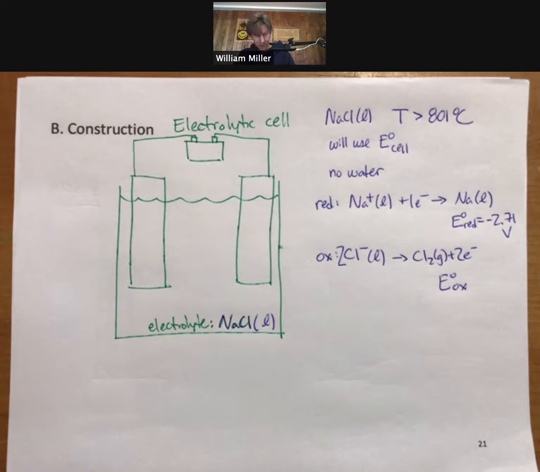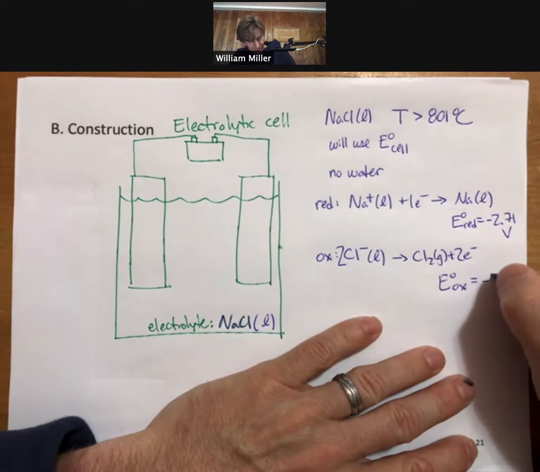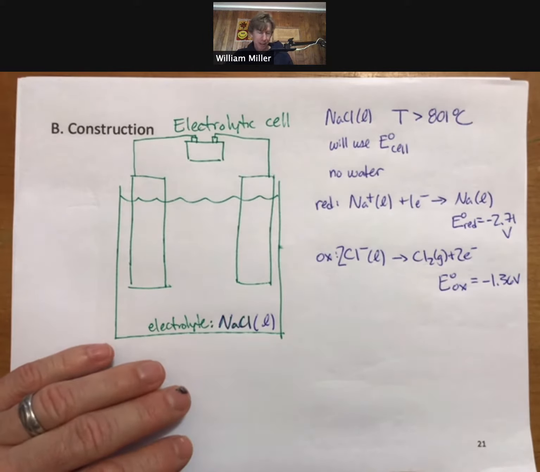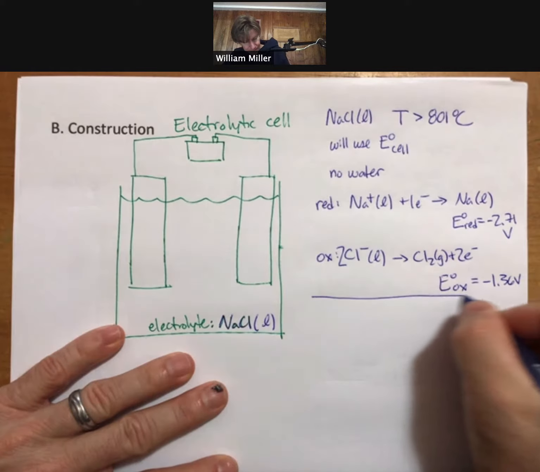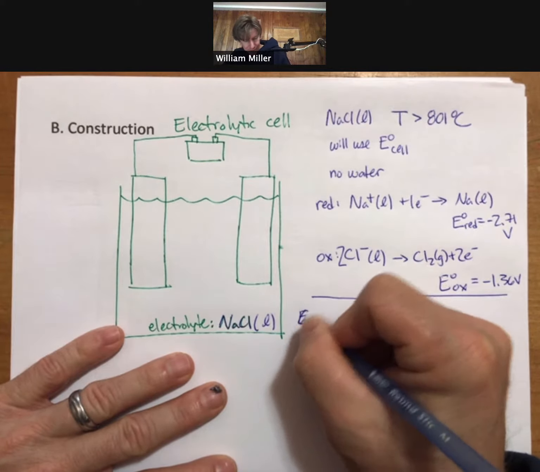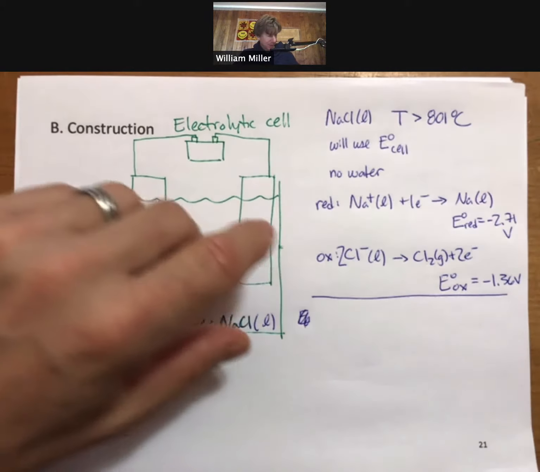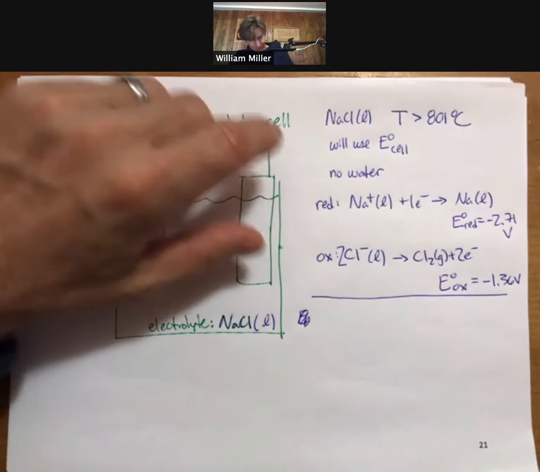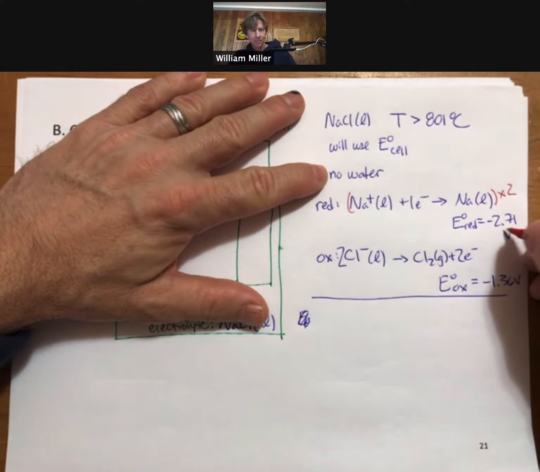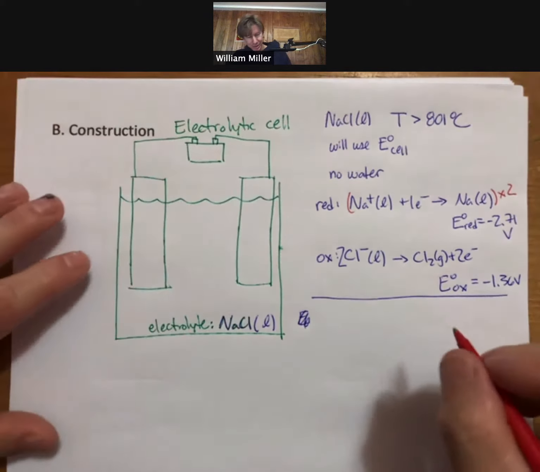Chlorine. So this one is minus 1.36 volts. So they're both negative, and they're both very negative, in fact. But we can add it up. Let's do our overall reaction here. We have to take this top reaction times 2, while not multiplying our potential.